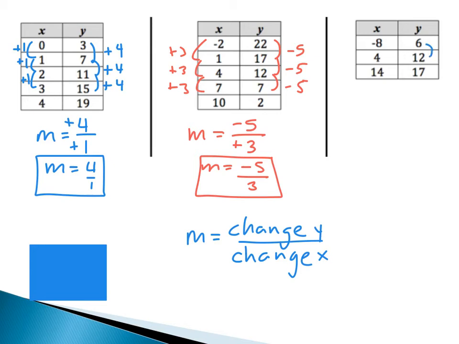I go from 6 to 12. Well, that's plus 6, right? Then I go from 12 to 17. Well, that is plus 5. So I go from plus 6 to plus 5. And then my x values, I went from negative 8 to 4. That's plus 12. And here is plus 10.